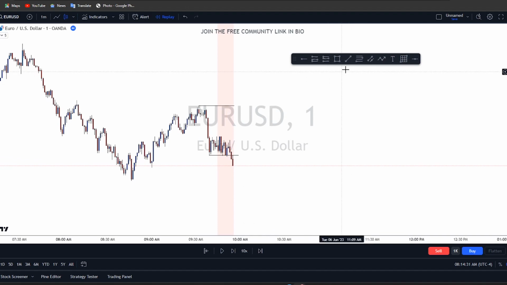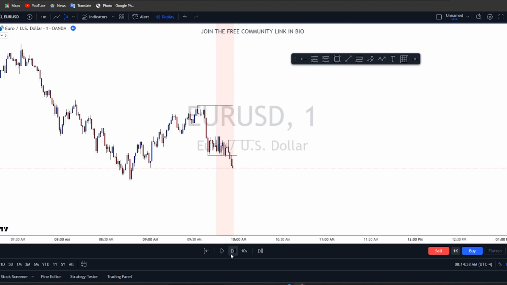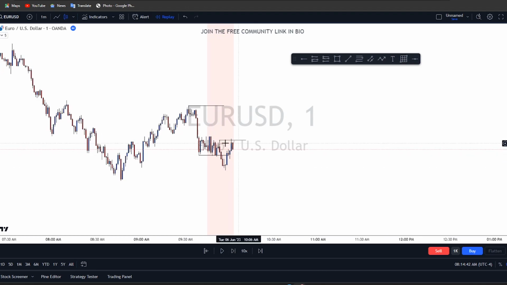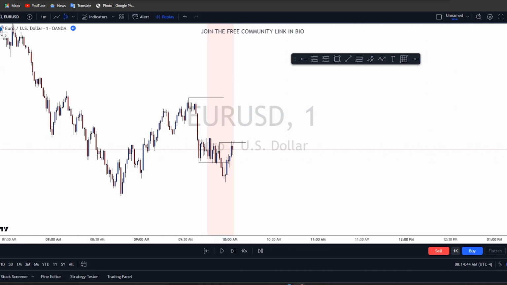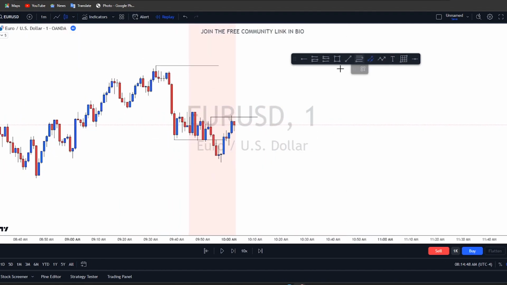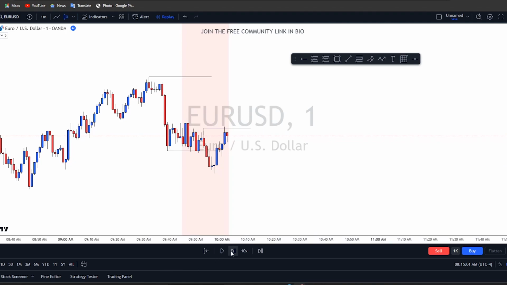Once we get that, now we want to identify areas where we would like to see a market structure shift. We want to see market structure shifting. So we got a break here, a nice break there. Now we want to find a point of interest, which is a gap right here. But this gap was already mitigated, so I'm going to leave that one alone and wait again.